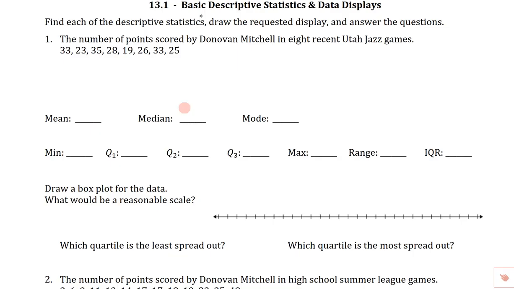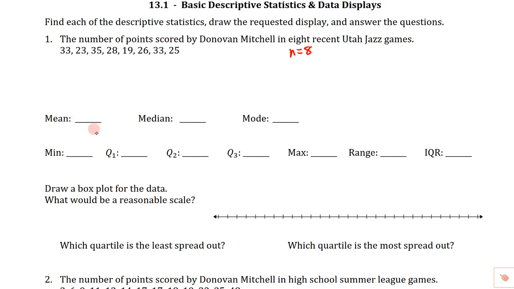So here's number one from the practice assignment. The first thing you'll notice is this is about the points scored by Donovan Mitchell in 8 recent Utah Jazz games. So here are his scores, and there are 8 of them. So we automatically know that n equals 8. We're going to use that in just a second.